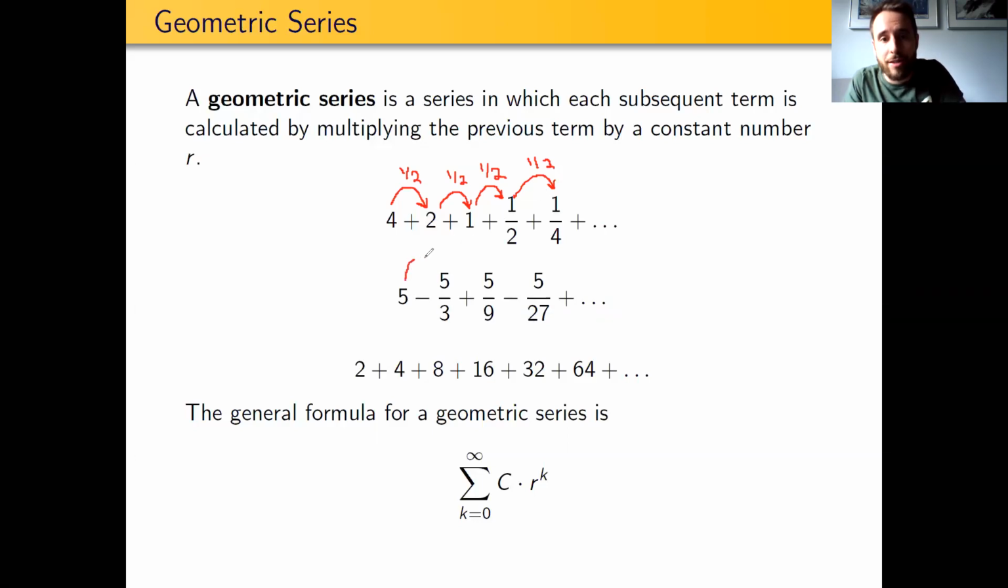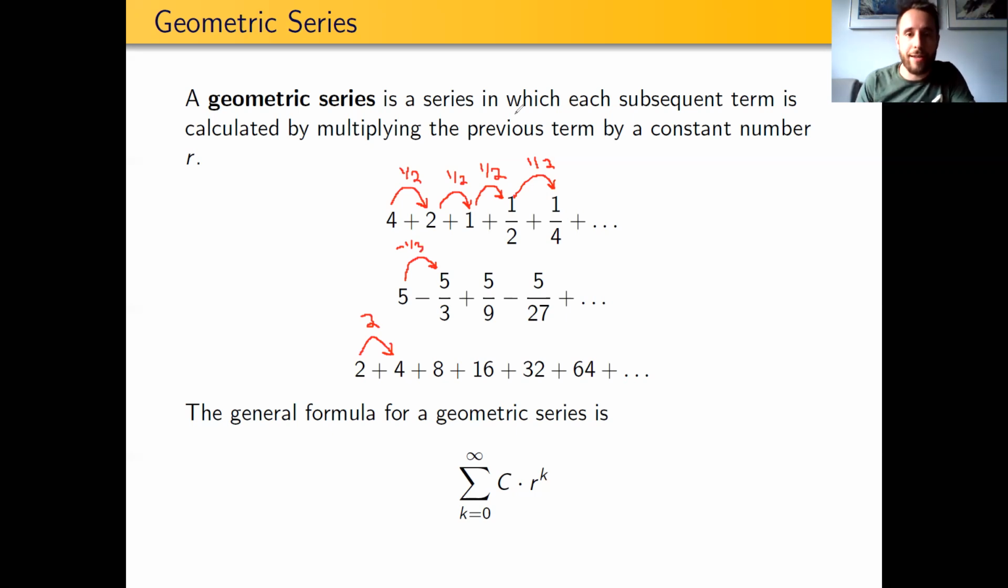The same thing is true in these other sequences. Here, I'm going to be multiplying by the constant negative 1/3, and you can check to make sure that that's the same constant for every subsequent term. And here, I'm going to be multiplying by the constant 2. And so such a series is called a geometric series. And it turns out that a geometric series can be written in this really nice form. A geometric series has this form that's written at the bottom: the sum as k goes from 0 to infinity of c times r to the k.